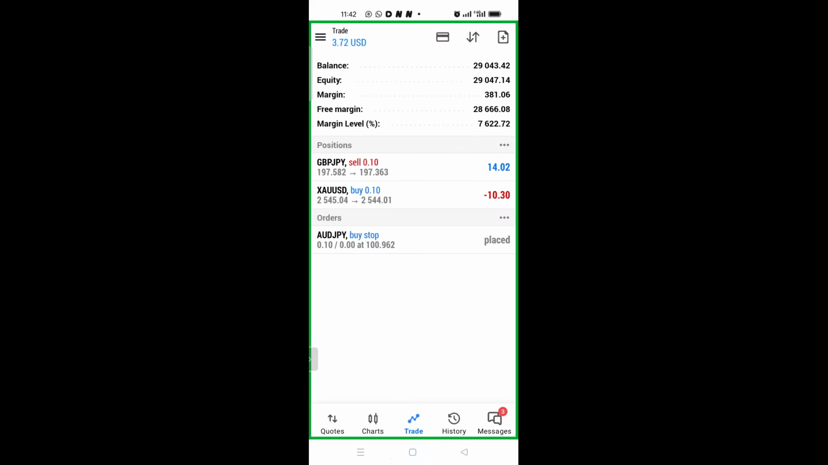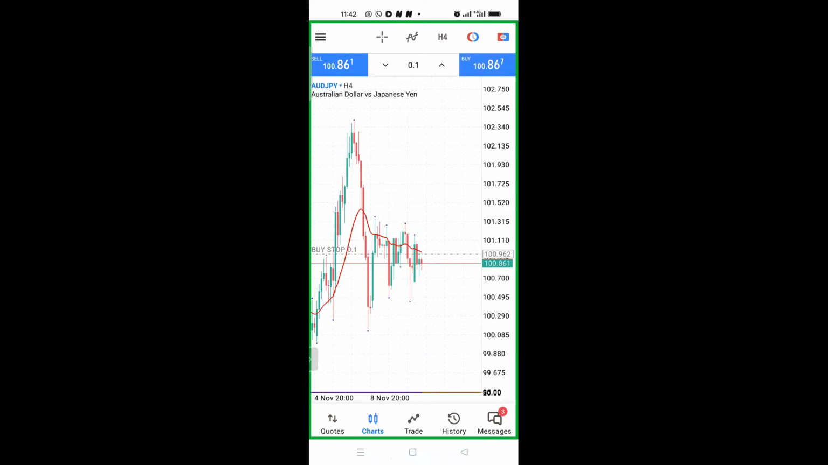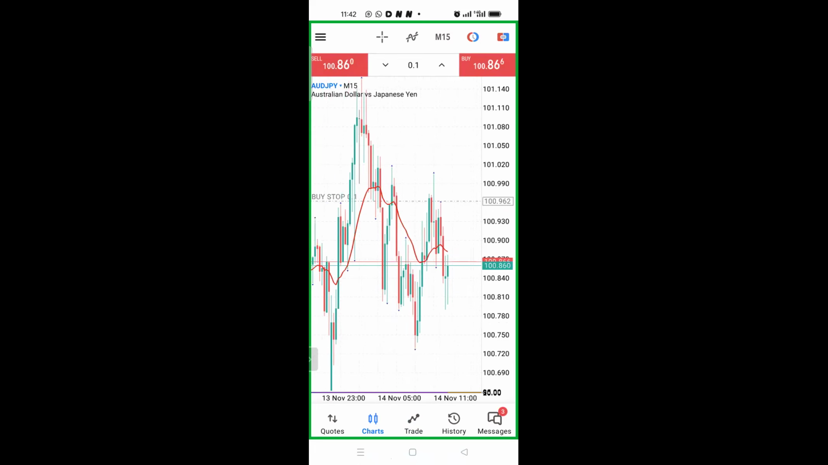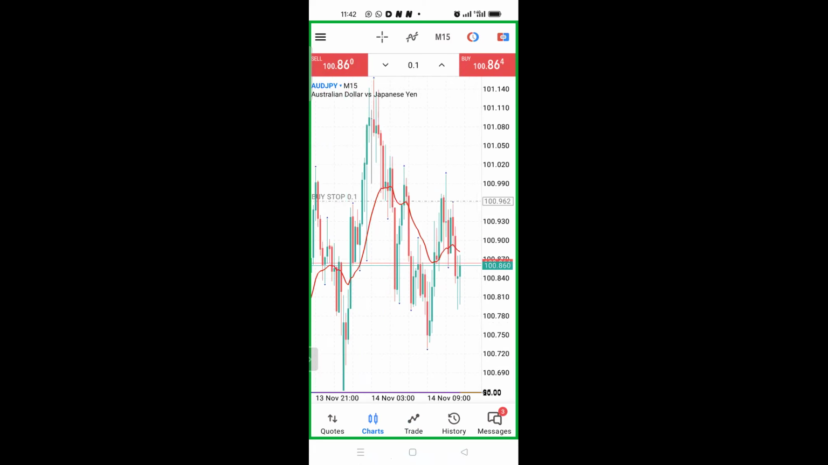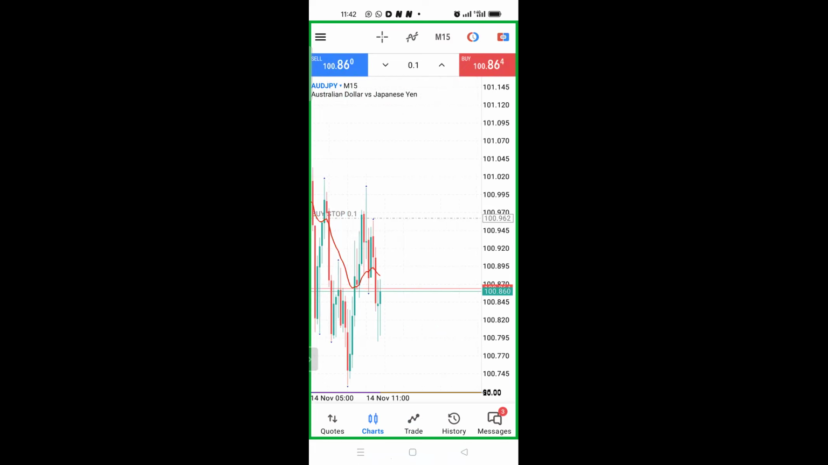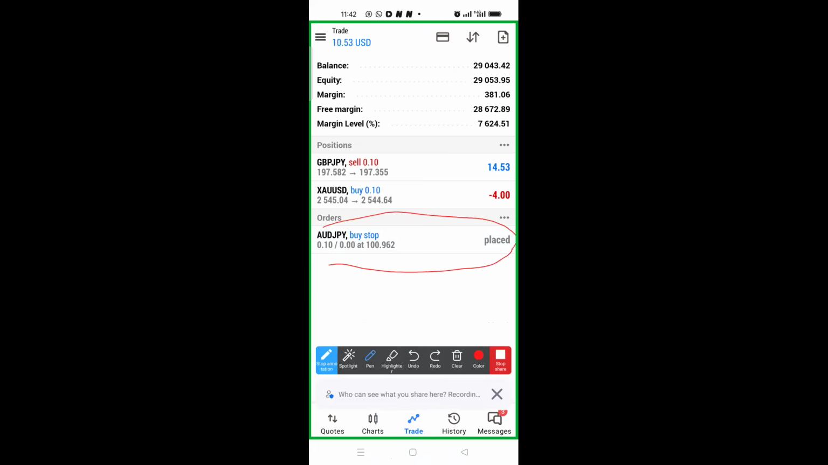So let's look at it here. So see, this is where our buy stop is. This is where the price is now. So what this means is that once price gets here, it will trigger and it will start to buy. Okay? You can see it here now. It's here as an order. Okay?